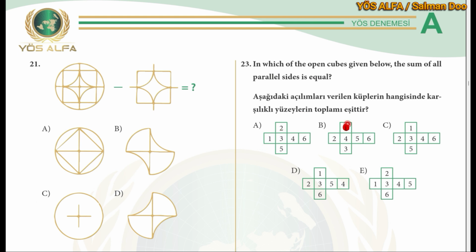What about B? 1 and 3 is 4. 2 and 5 is 7. So it's not the same. It's also eliminated. Choice C, 1 and 5 is 6. 2 and 4 is 6. But 6 and 3 makes 9. So they're not the same. C is also eliminated. How about choice D? 1 and 6 is 7. 2 and 5 is also 7. 3 and 4 is also 7. So this is the correct answer.